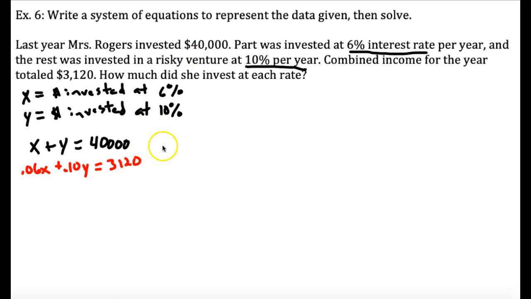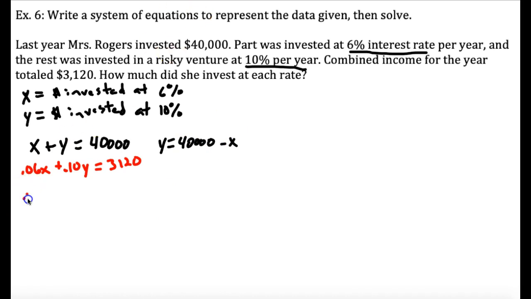All right? Now, we can solve this however we want. We could solve this by elimination or substitution. When we've got ugly coefficients like 0.06 and 0.10, elimination might be kind of weird, so I'm going to use substitution. It doesn't matter which one I solve for here, so I'll just say y equals 40,000 minus x. I just solved this equation for y by subtracting x over. So now I can take this and plug it in place of y down here.